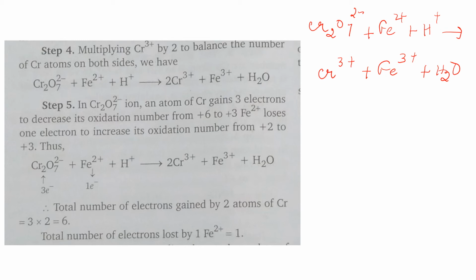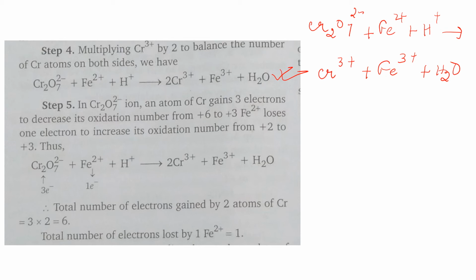Now in this equation, chromium has undergone change in the oxidation number and iron has undergone change in the oxidation number. But iron on both sides is the same. Chromium on the left hand side is 2 and on the right hand side it is 1. So on the right hand side chromium has to be multiplied by 2. After multiplying by 2 I am getting this equation: Cr2O7 2- plus Fe2+ plus H+ is giving you 2Cr3+, Fe3+ and H2O.